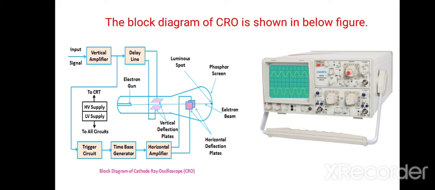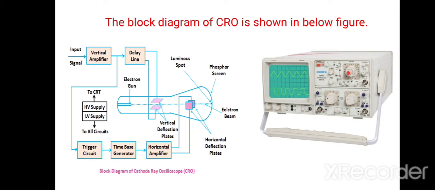The CRO is made up of different blocks such as vertical amplifier, delay line, trigger circuit, time base generator, horizontal amplifier, cathode ray tube, and power supply. The first block is the vertical amplifier. Here is the input signal to the vertical amplifier.